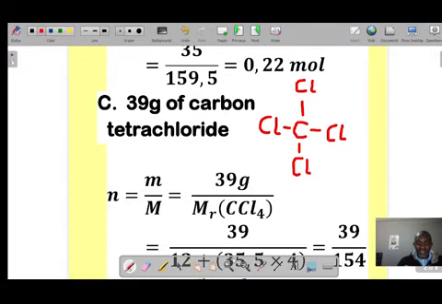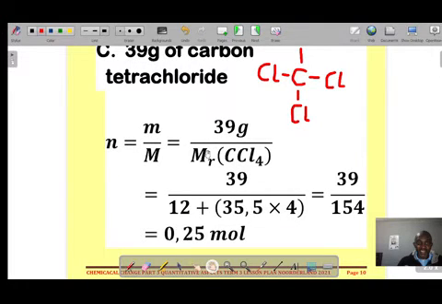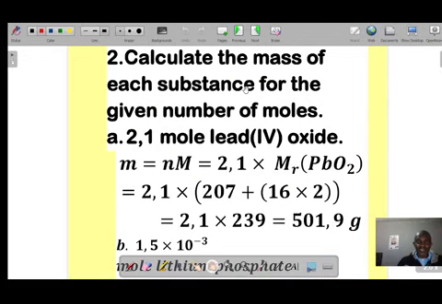Okay, so if you check what I got here in my worksheet, it is what? 0.25 moles as well here. I hope we are together. Let's proceed. Now sometimes they can give us the number of moles, and then they want us to get the mass. Don't worry about it, because they would have given you the compound they're talking about.